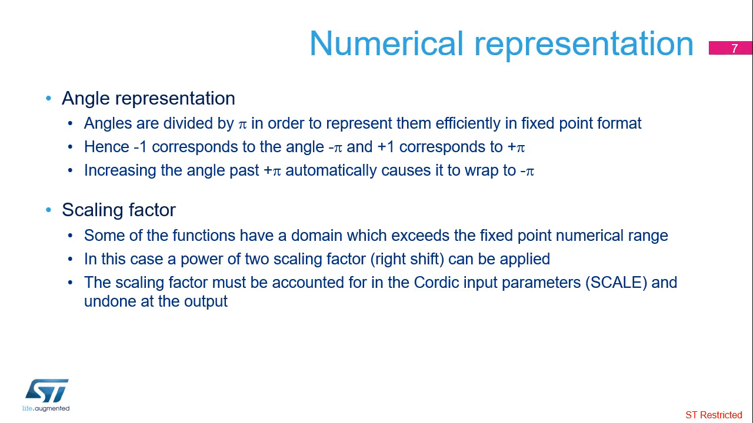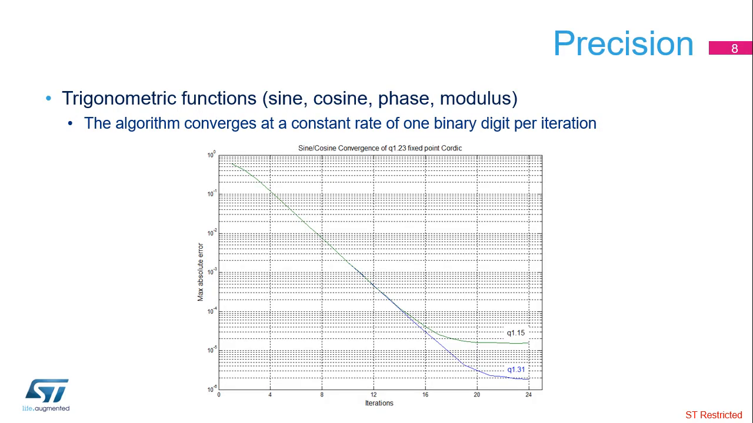The scaling should also be undone on the results read from the CORDIC RDATA register. Note that the scaling factor entails a loss of precision due to truncation of the scaled value. The precision of the result is dependent on the number of CORDIC iterations.